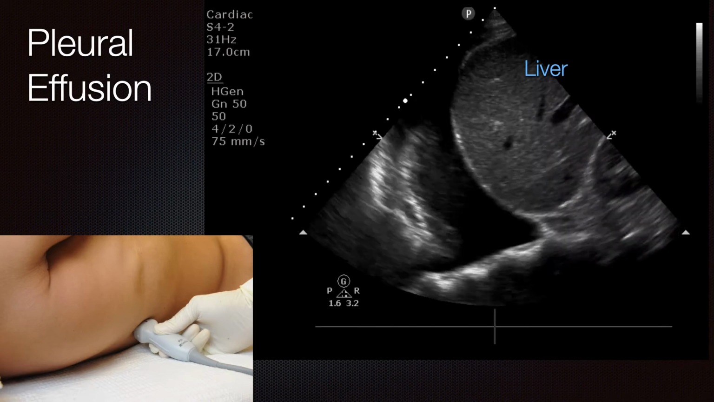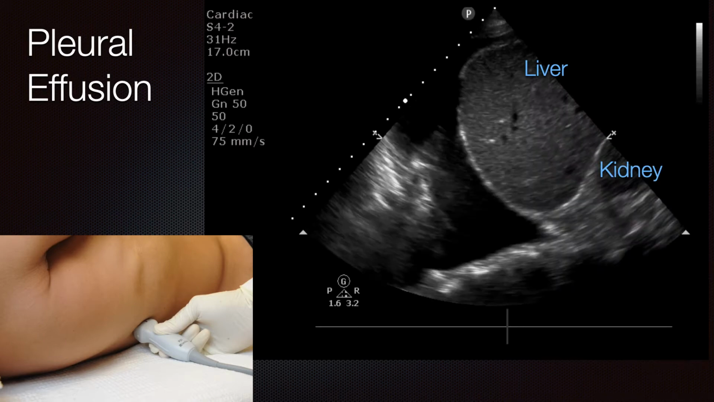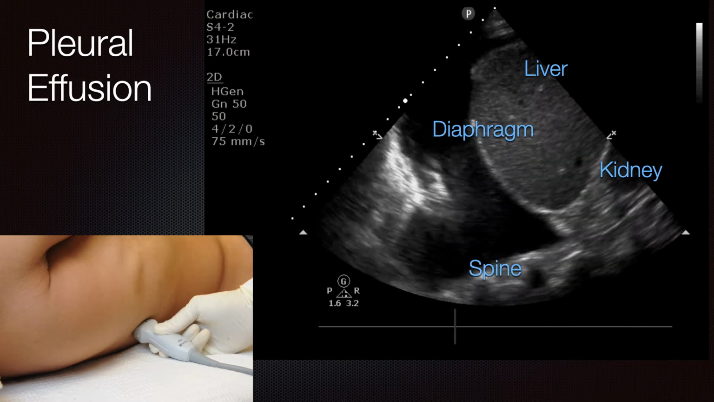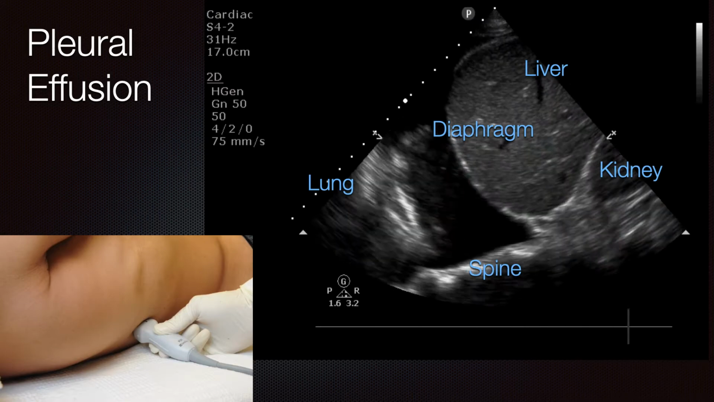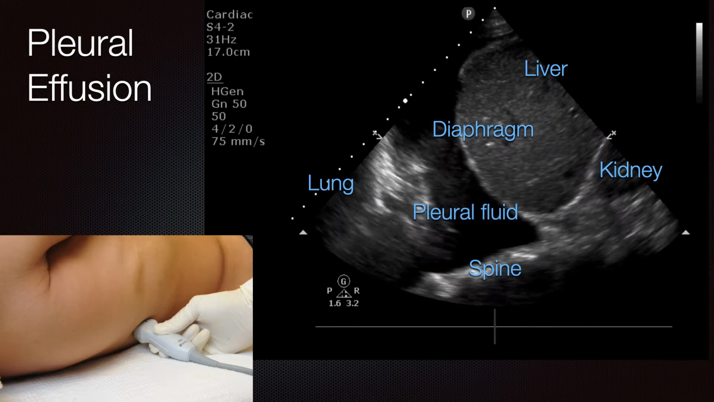Again, just to go over the anatomy, so the liver, the kidney here, the diaphragm, the lung in this area, the spine down here, and finally the pleural fluid.